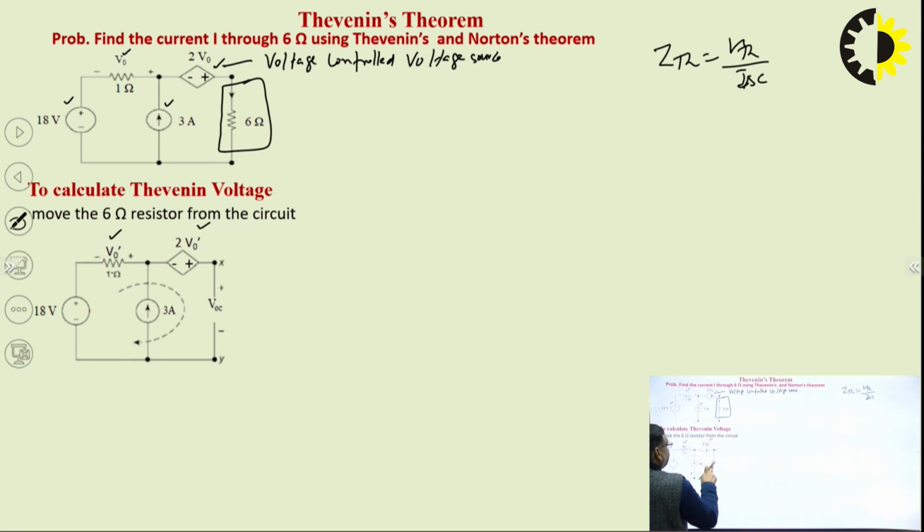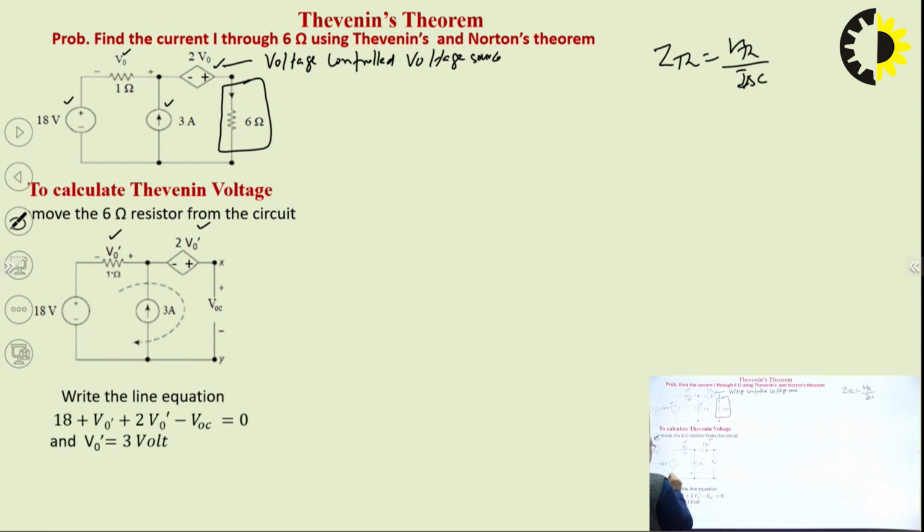Then we can apply Kirchhoff's voltage law on the outer loop. Just write the loop equation starting from here. Minus to plus, it is 18 volt, minus to plus V0 dash, minus to plus twice V0 dash, minus VOC. So VOC is... V0 dash is 3 volt.